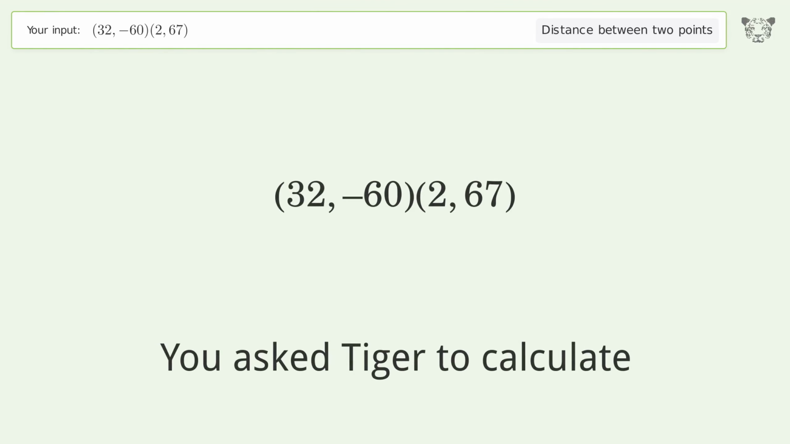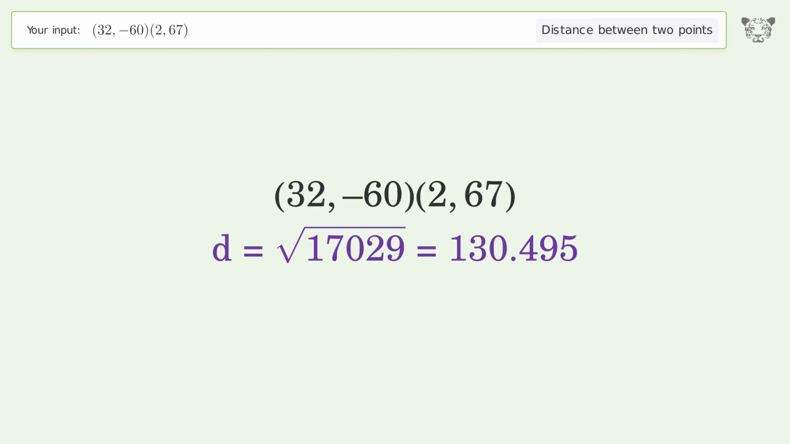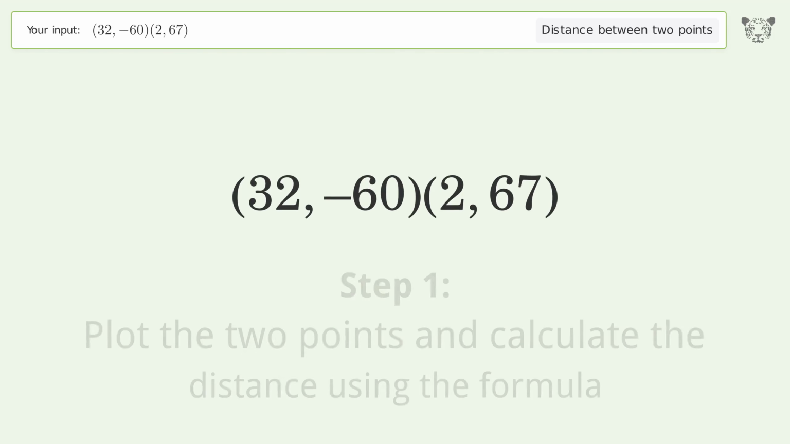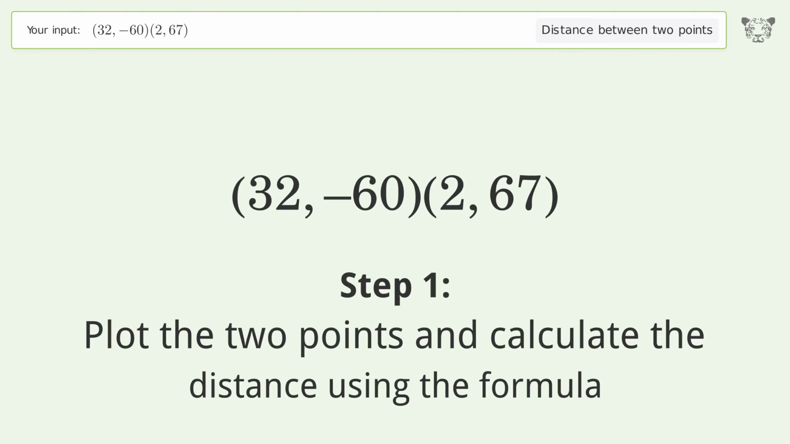You ask Tiger to calculate. This deals with the distance between 2 points. The distance between the 2 points is the square root of 17,029 or 130.495. Let's solve it step by step. Plot the 2 points and calculate the distance using the formula.